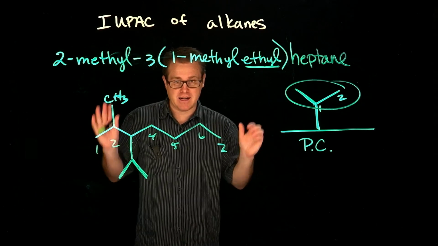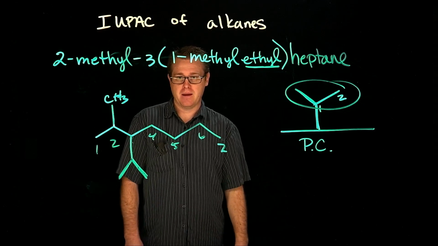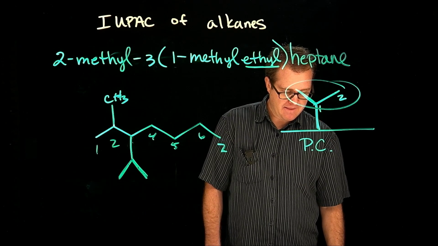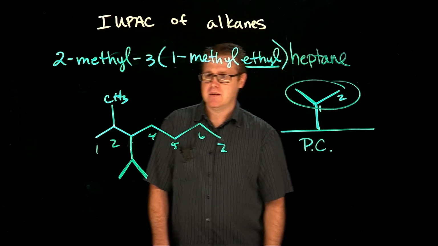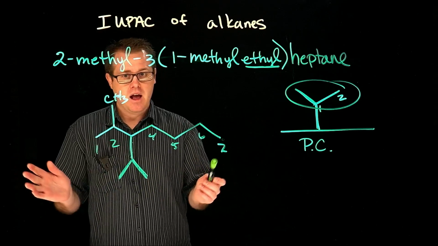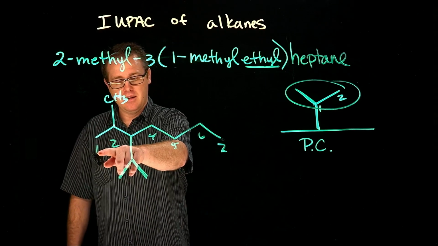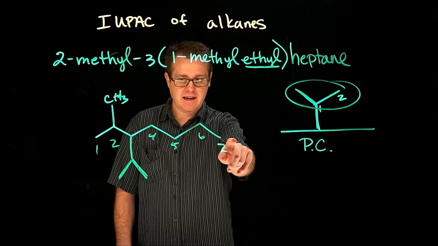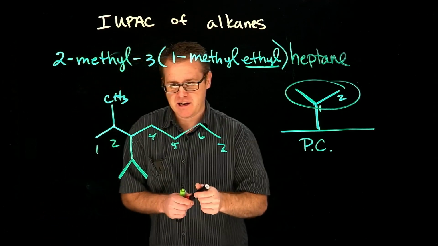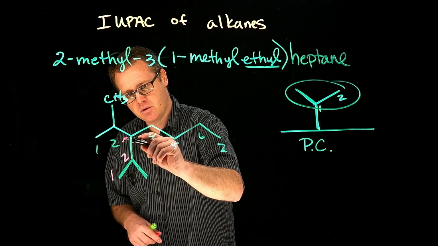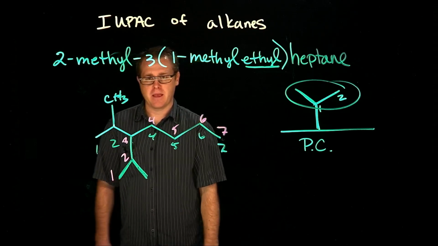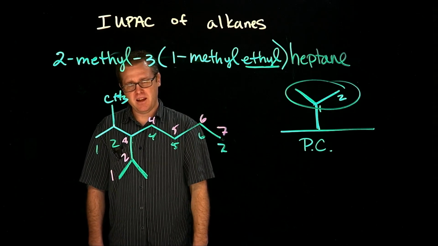And I'm paranoid. I've got to double and triple check. Is the numbering scheme good, numbering it from this side to that side? Well, why not just triple check here? What if I numbered it this way? 1, 2, 3, 4, 5, 6, 7. Would that change the name?